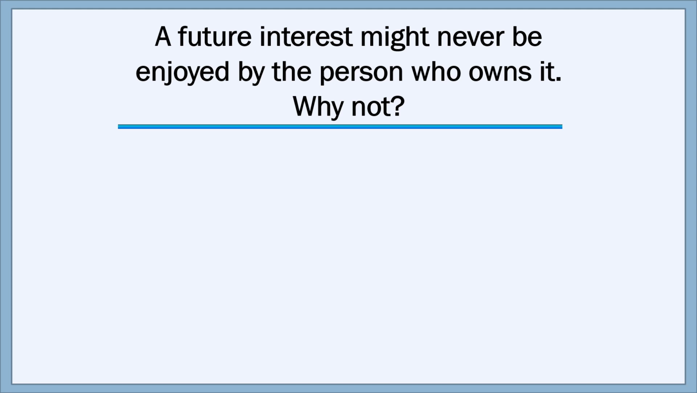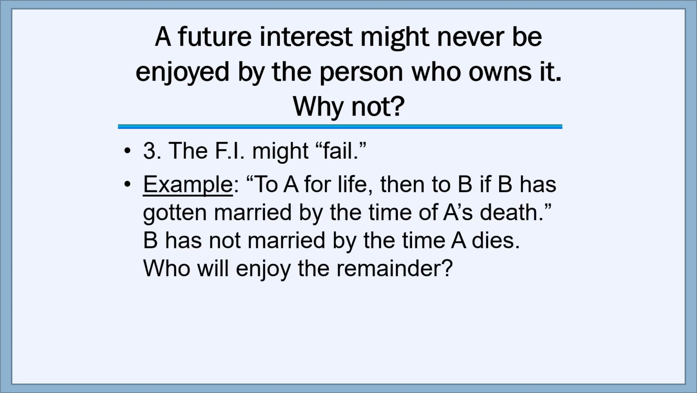Another reason that a future interest might never be enjoyed by the person who owns it is that the future interest might fail. Now, the concept of failing is an important one and one that you really need to understand. Here's an example. To A for life, then to B if B has gotten married by the time of A's death. Well, B, let us stipulate, has not gotten married by the time of A's death. So what happens to the remainder? Well, the answer is it fails.